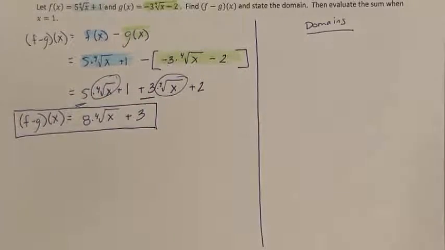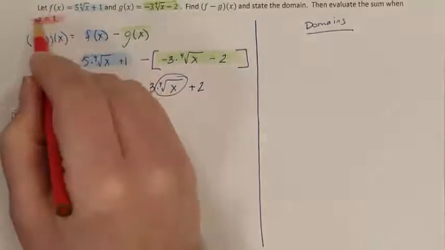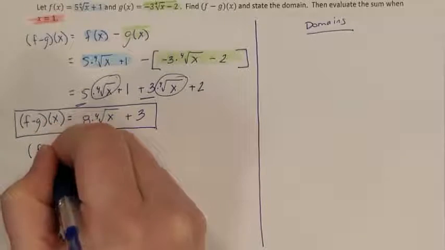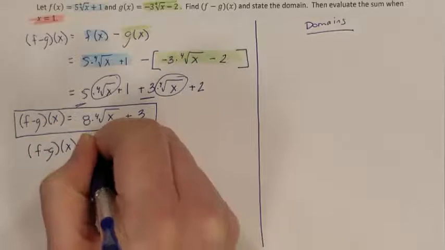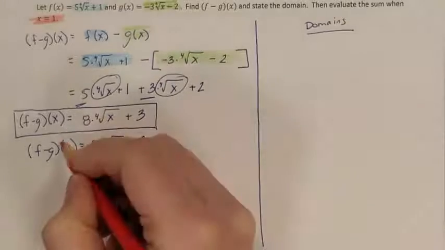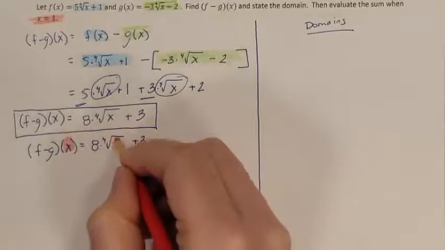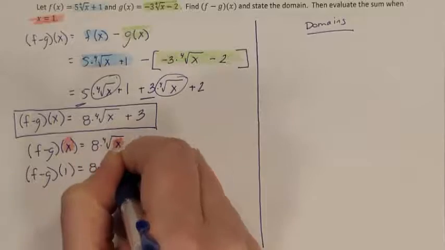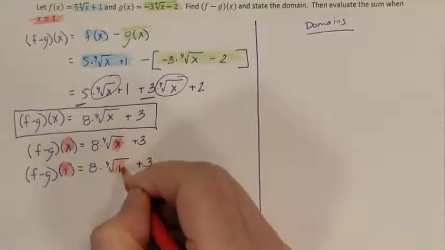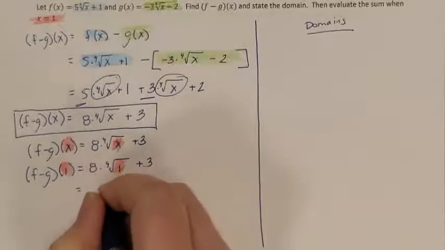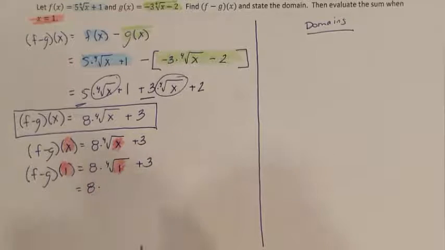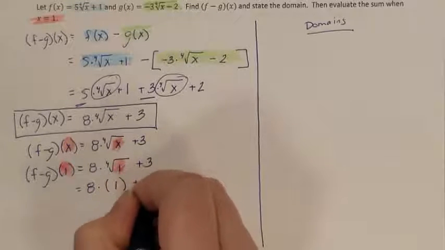So I am now being asked to evaluate at 1. So I have my entire f minus g at x rule, and these x's are now going to be replaced with 1s. And now I'm going to evaluate. So the radical needs to come first. So this is 8 times the 4th root of 1, which is 1.